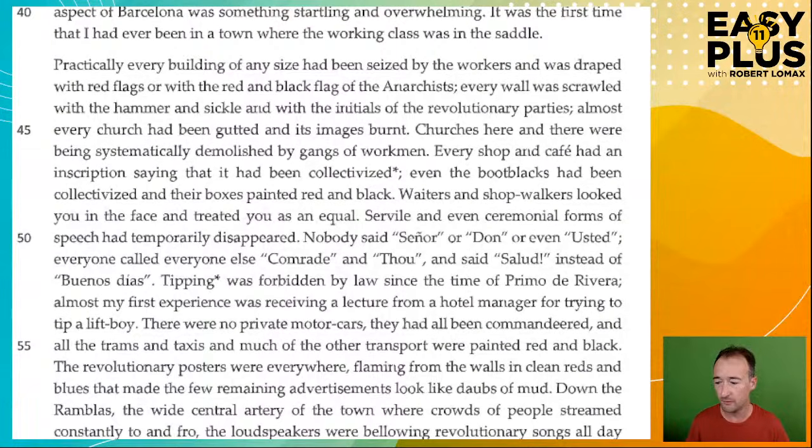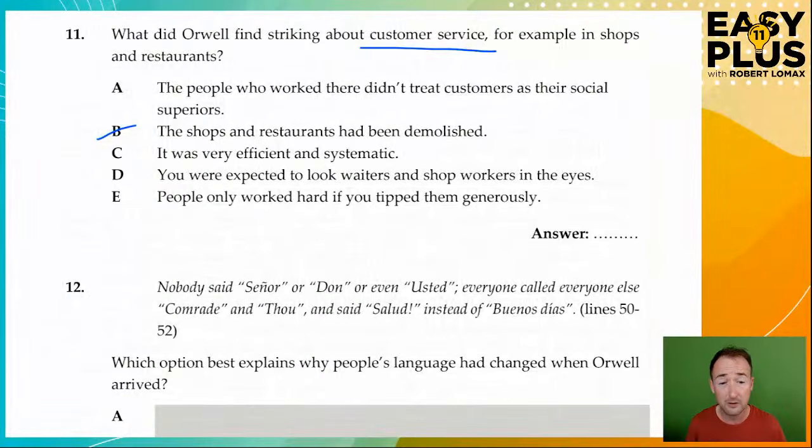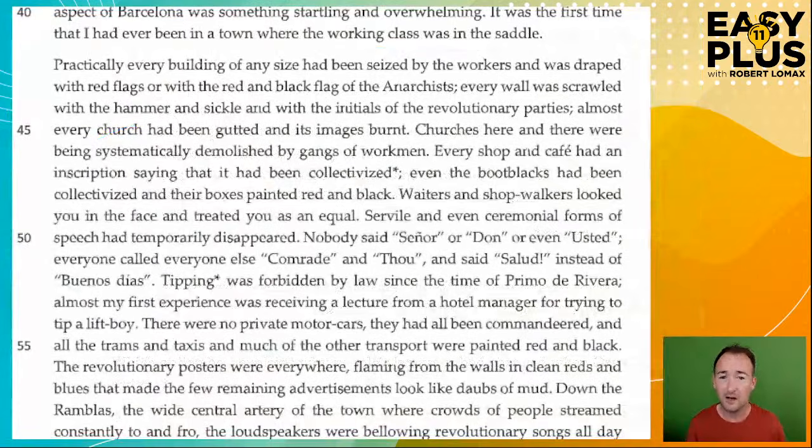And you can see there's lots of information about what was going on there at the time. So we know that almost every building of any size had been seized by the workers and covered in flags and so on. That's what the picture was showing. Graffiti on the walls. Churches had been demolished. Okay, so that's perhaps what option B was trying to trick you with. But there's nothing about shops and restaurants being demolished. Anyway, that's not about customer service.